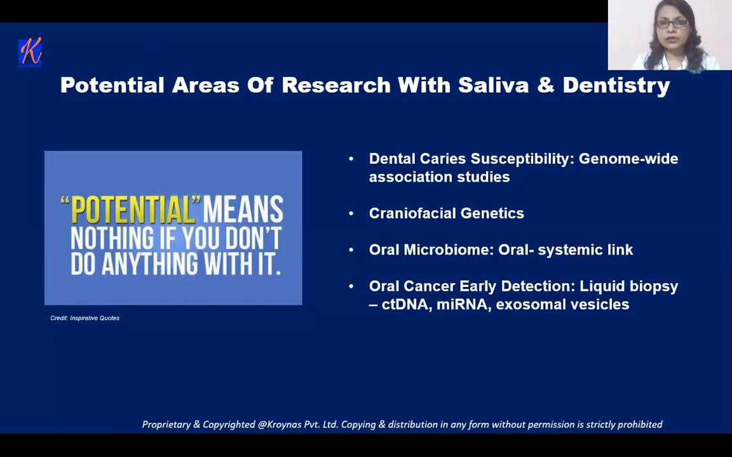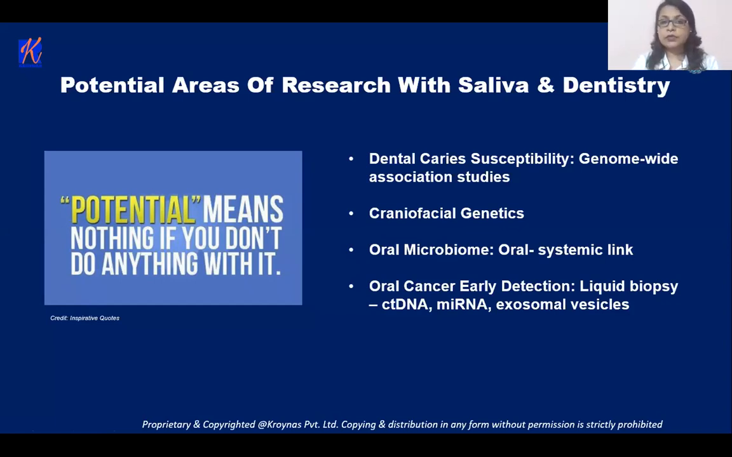We do something called genome-wide association studies. I will tell you all these things with one example. Craniofacial genetics. Third is the oral microbiome, the oral-systemic link, where we all know that there is a correlation between oral health and systemic health. So that is one area.